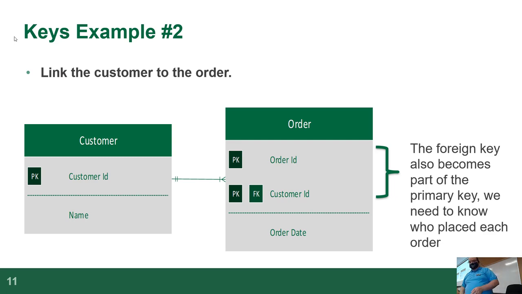And whoever made up this slide, by the way, that wasn't me. That's the dumbest example I've ever seen. I'm just going to put it out there now. Because you know what? If your order ID is auto-incrementing, who cares if the customer key is part of the primary key? Because the order ID is always going to be unique anyways. But that shows you how it could be done if you really wanted to.